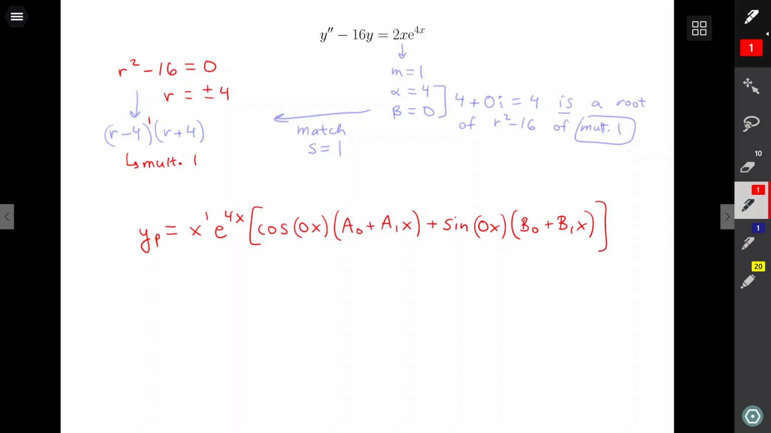A lot of stuff cancels out and simplifies. So let's see, everything involving sine, so that's 0. This part right here is 1. So you get a0 plus a1x multiplied by x, so that's a0x plus a1x squared multiplied by e to the 4x. That's exactly what we guessed by reasoning out through multiple guesses and finding our way there.